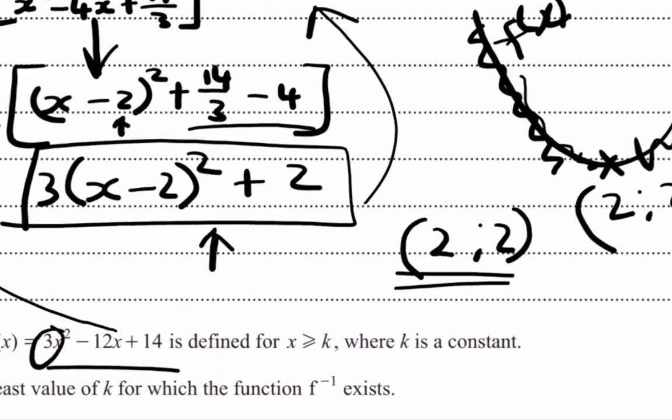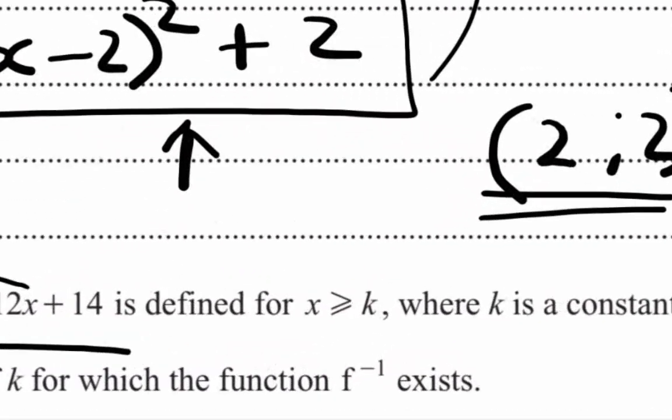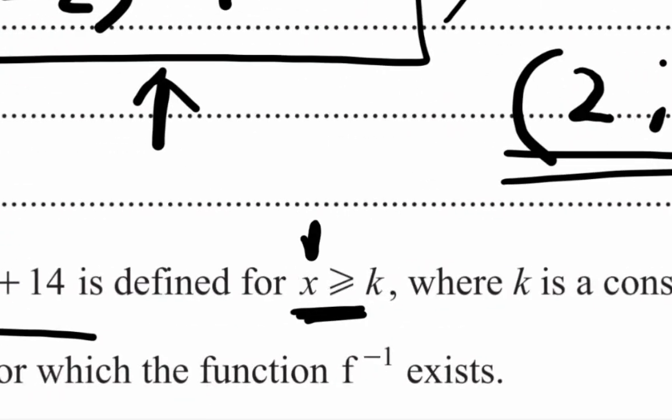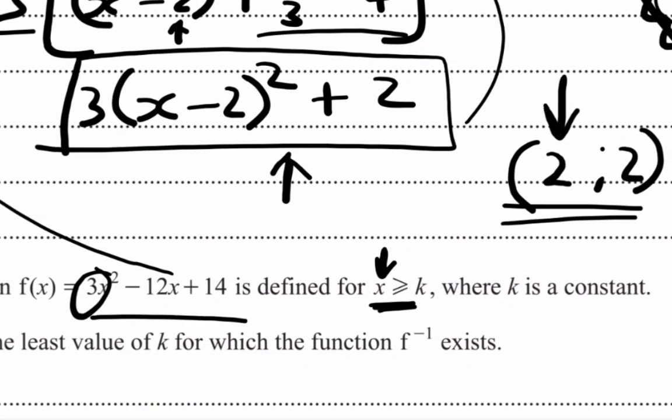So the least value of k, because we know x is greater than or equal to k, and we're talking about the x values, so we're referring to this.